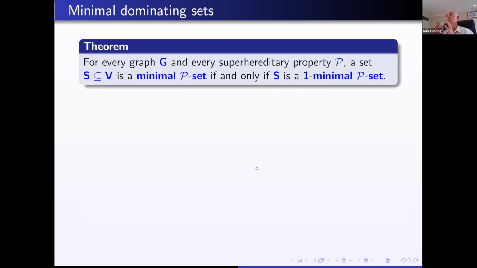So that immediately proves this property: if you've got a superhereditary property like domination, then to check whether the dominating set is minimal, all you need to do is check that it's 1-minimal. All you need to check is that for any vertex in S, if I remove it, I no longer have a dominating set. And that's exactly what we did with Ore's lemma and Ore's theorem. So that's the first property, and we needed that to prove the other result. Any questions about that?